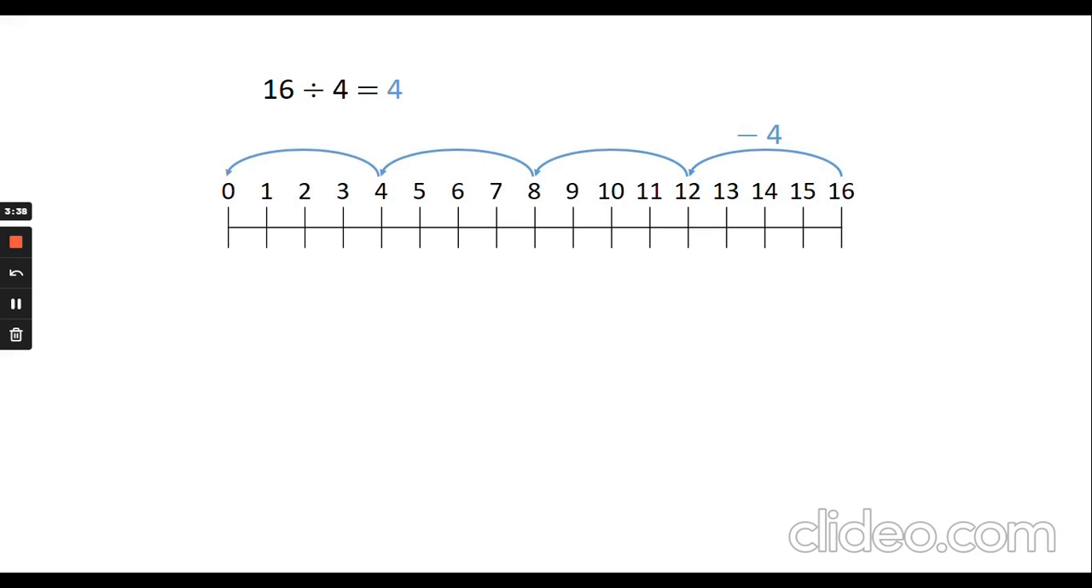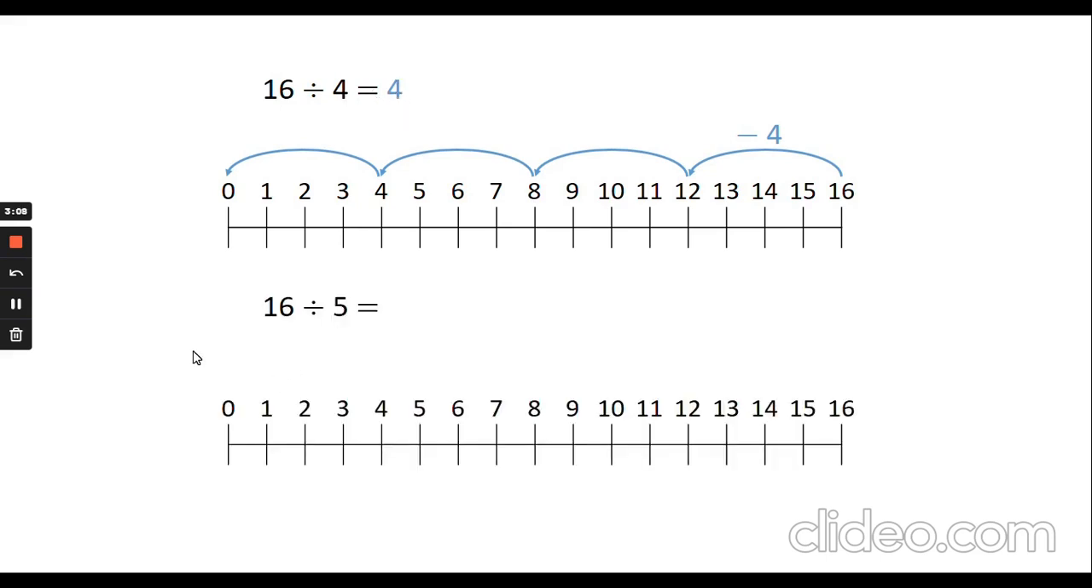All we have to do now is check that each of our jumps are 4, which they are, and then we count how many jumps we have to do, and that is our answer. So I jumped in 4s, that's done perfectly, and I did 1, 2, 3, 4 jumps, which is why 16 divided by 4 equals 4. Let's now look at 16 divided by 5.